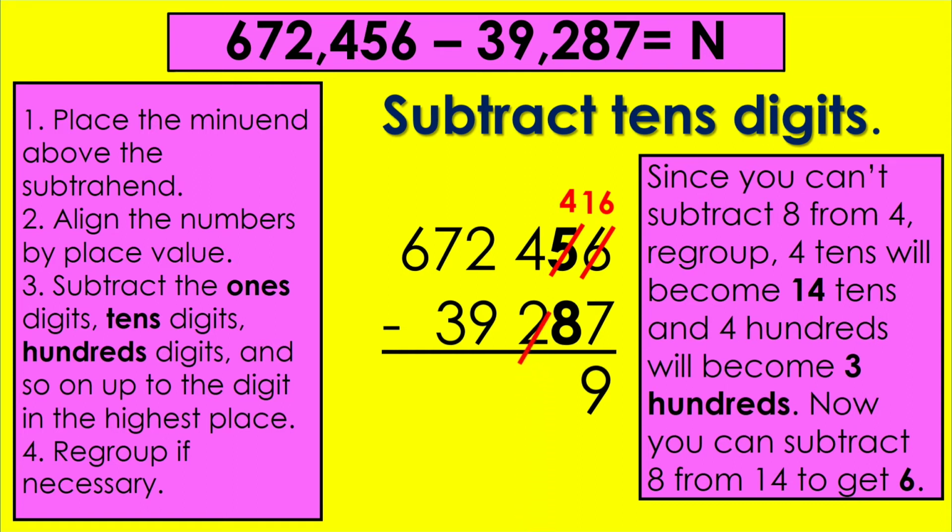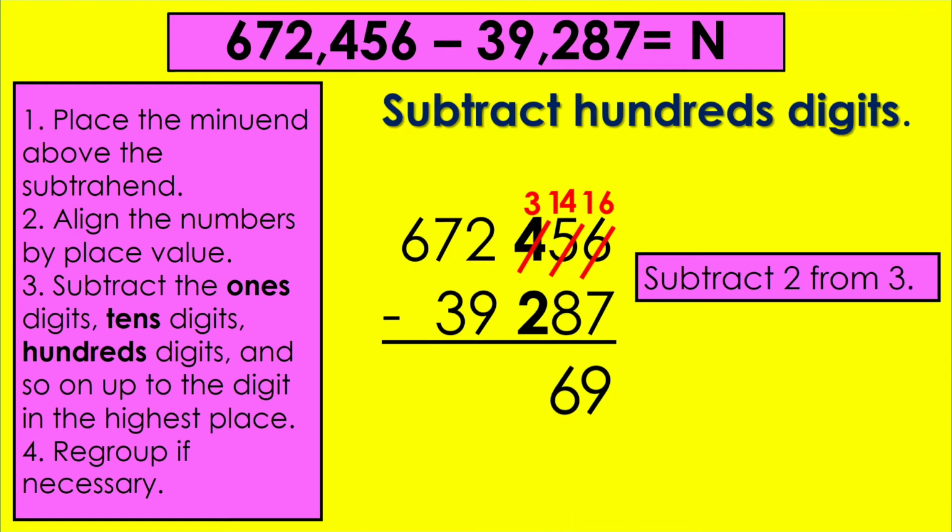Since we cannot subtract 8 from 4, 4 will now borrow from digit 4 in the hundreds place. 4 will become 14, and then 4 will become 3 in the hundreds place. So subtract 8 from 14, the answer is 6. Now, let's proceed to the hundreds digits. 3 minus 2 is 1. So we will not use borrowing because we can subtract 2 from 3. Okay? Then let us now proceed to the next digits.